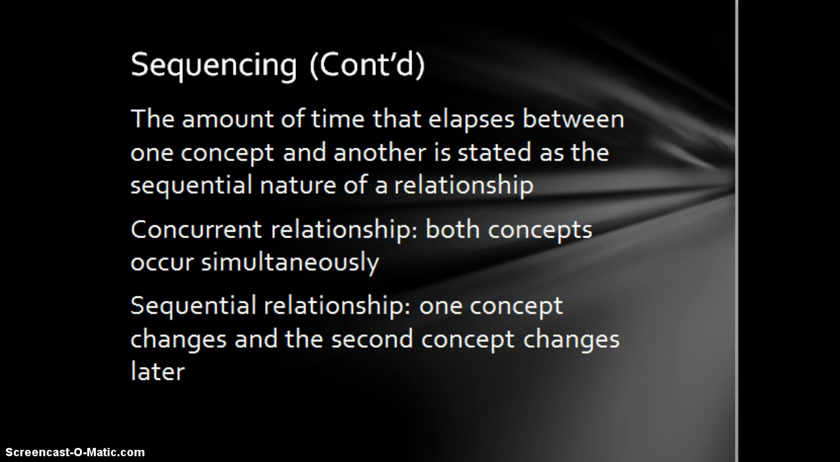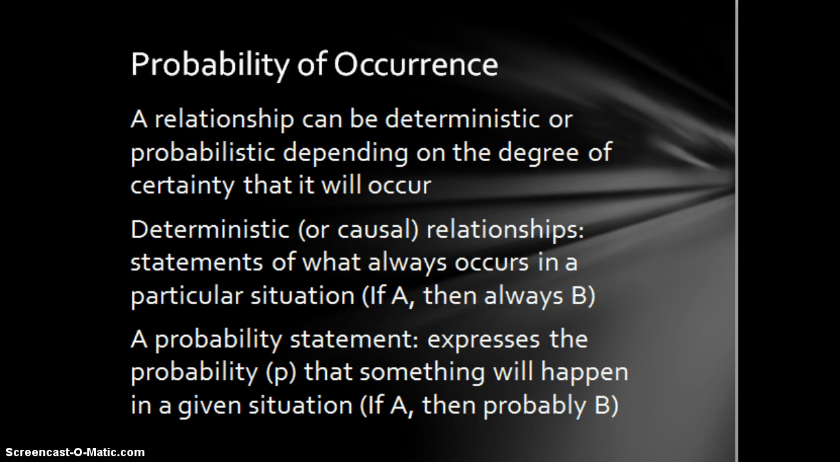Sequencing is the amount of time that elapses between one concept and another, and is stated as the sequential nature of a relationship. For example, if we conducted a study and found that students entering an MSN program became stressed a month after they entered the program, the relationship between the MSN program and the stress would be sequential because the stress came later. If the study revealed that the students became stressed on the first day of class, then the relationship would be concurrent because they occurred at the same time.